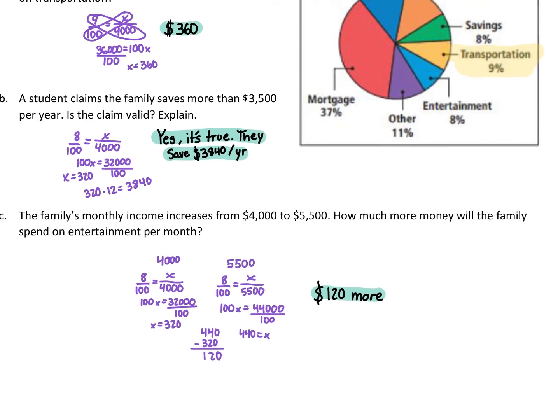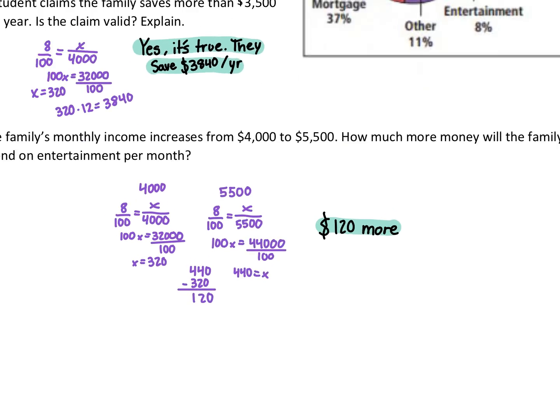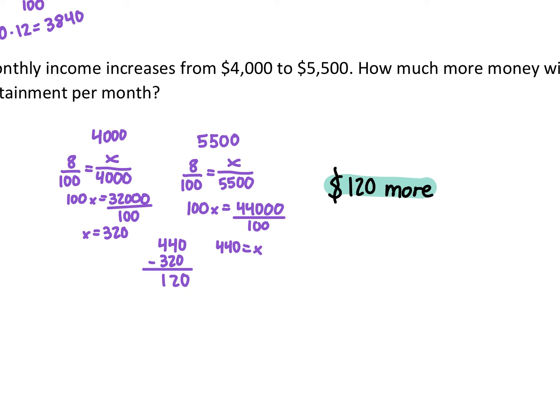And then letter C, the family's monthly income goes from $4,000 to $5,500. How much more will the family spend on entertainment per month? So basically it's 2 problems in one. We had to figure out the entertainment, 8%, with the old budget, $4,000, was $320, and with the new income, $5,500, 8% of that was $440. So then just find the difference between those, and they will have $120 more per month to spend on entertainment.